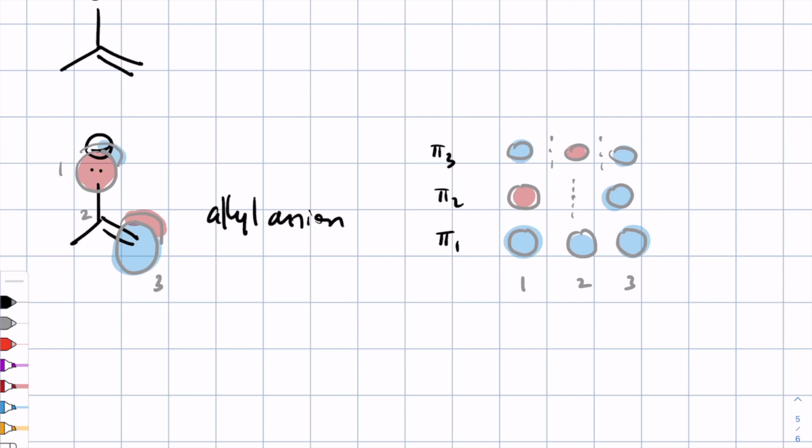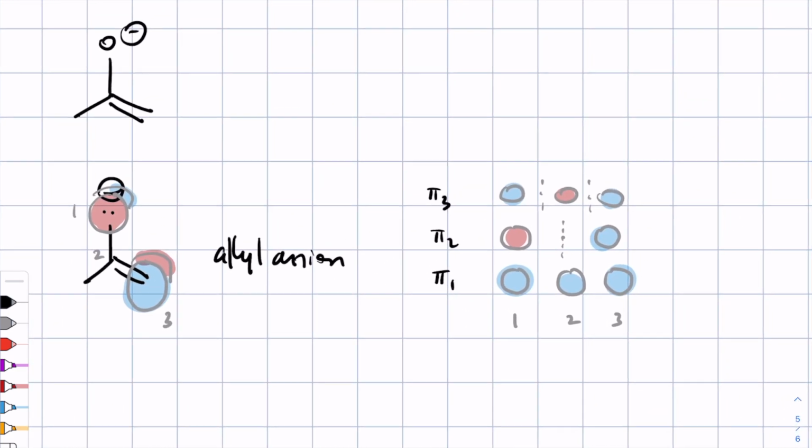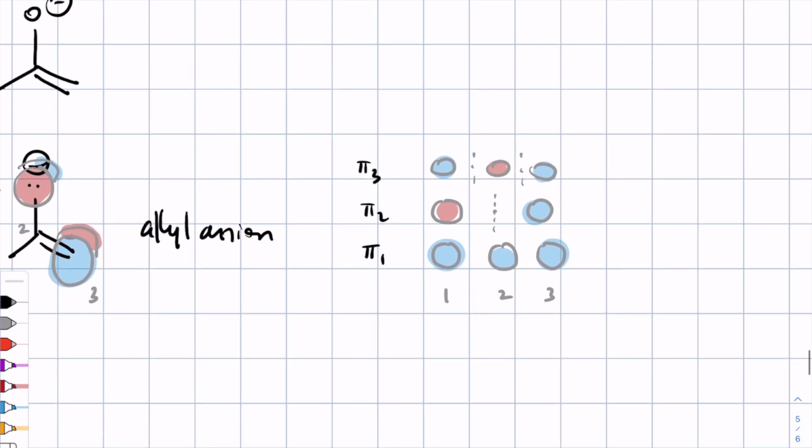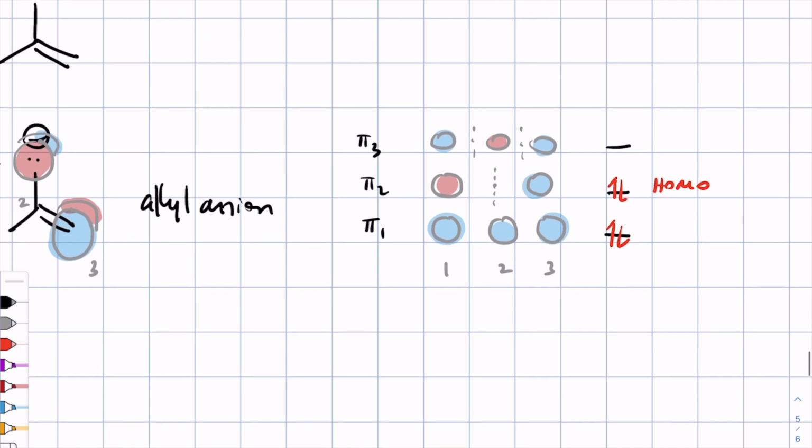It has to be because of symmetry. When you change one to oxygen, it doesn't have to be that way. I guess since we're rushing through this, I'll just point out for the allyl anion that the highest energy electrons, the ones associated with the lone pair, are on carbons 1 and 3, but never on carbon 2.